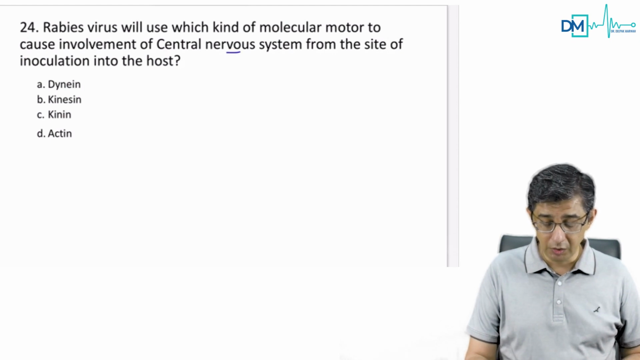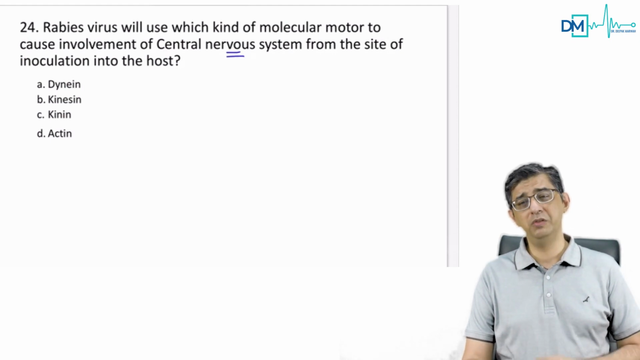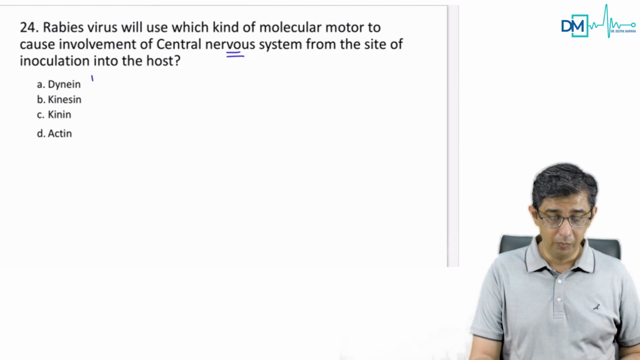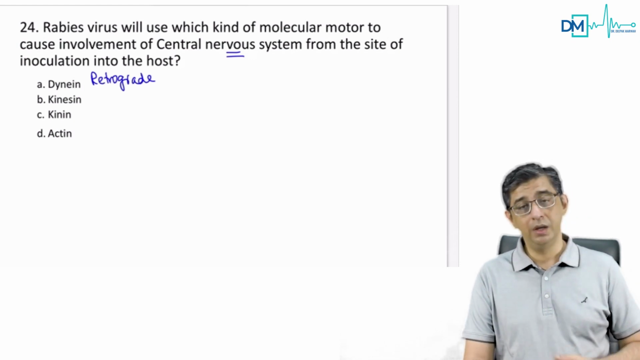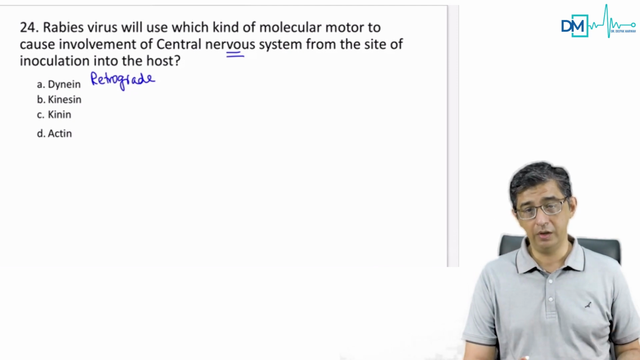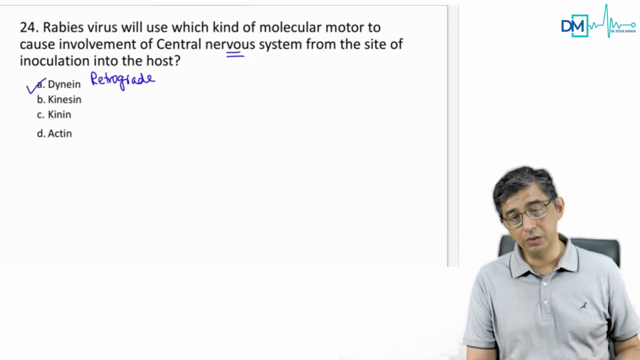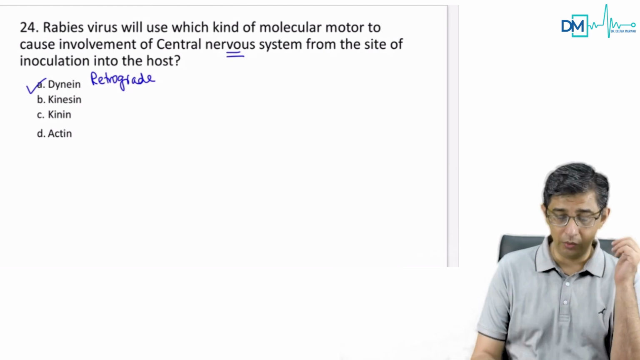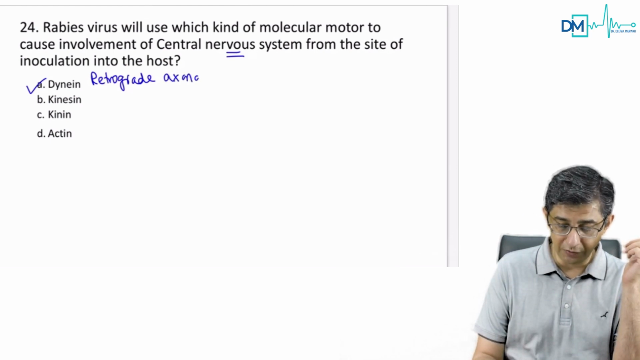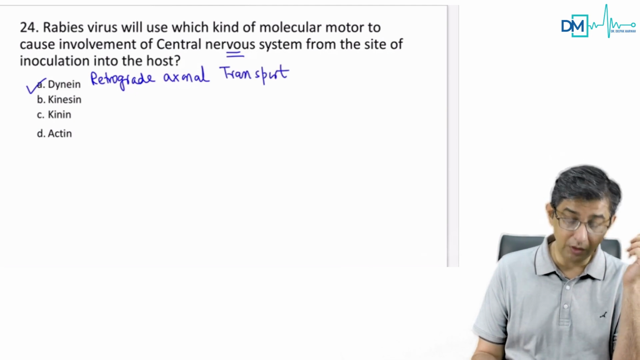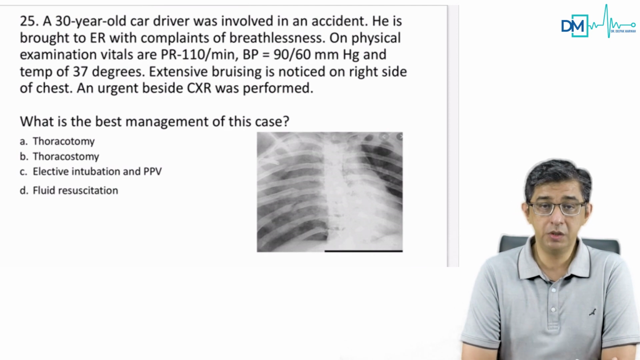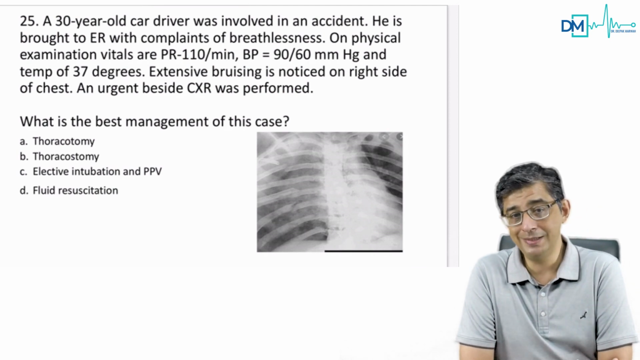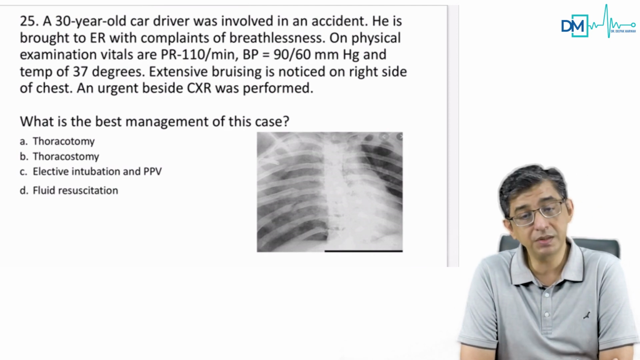So he's rather asking you which molecular motor is used. So if you're aware of the retrograde molecular motor and the antegrade molecular motor. In the axons the antegrade is kinesin and the retrograde is dynein. So the answer to this is right before you. But I think, instead of just saying retrograde axonal transport as a physiologist would have taught you, they decided to ask it in this particular fashion. Moving to the next question, he talks about this car driver. He's involved in an accident. He's brought to the ER with breathlessness.